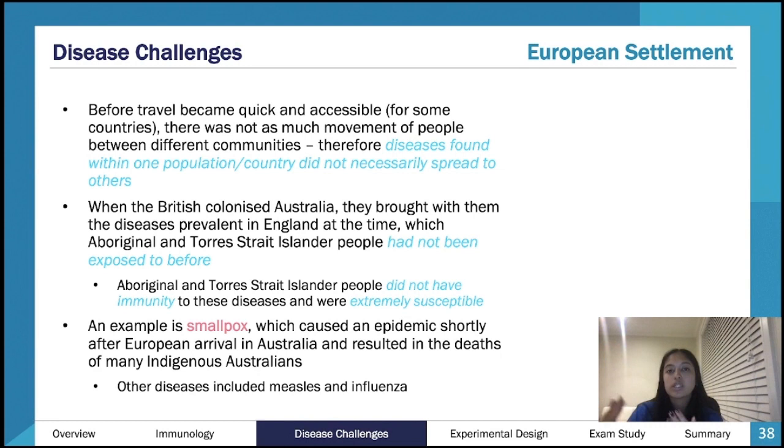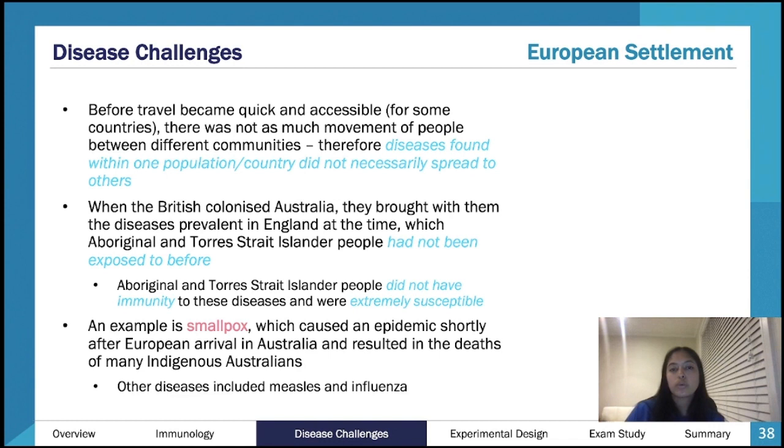So we can see smallpox, measles, influenza, this sort of thing, that would be prevalent in the UK or in Britain. And then it's this idea of bringing it to an area where Aboriginal and Torres Strait Islander people hadn't been exposed to before. So they don't have any prior immunity, and they're extremely susceptible to these diseases, and it can wreak a lot of havoc. That's what we saw with smallpox: there was an epidemic, and there were lots of areas with really large outbreaks, because ultimately nobody had immunity to it.